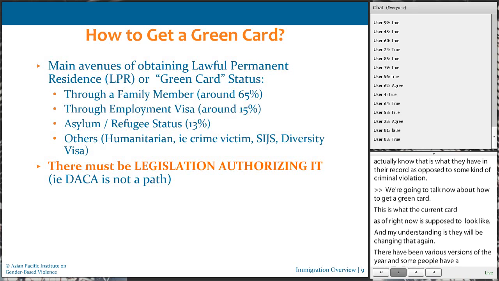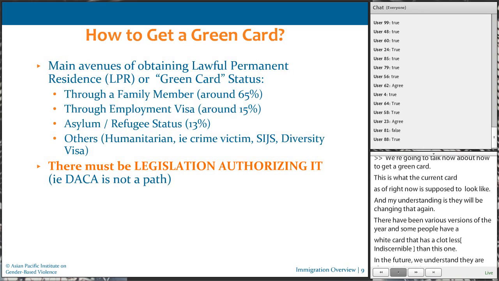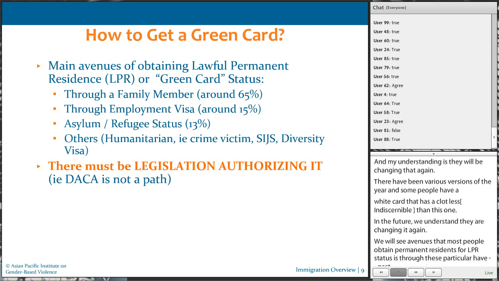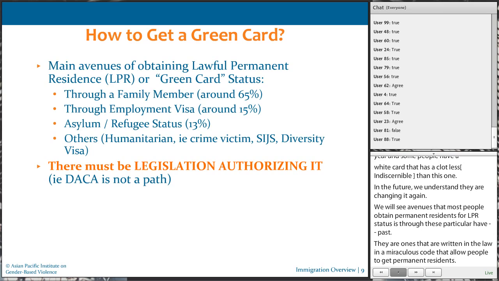So the main avenues that most people obtain permanent residence or LPR status is through these particular paths. And they're the ones that are written in the law in 8 U.S. Code that allow people to get permanent residence. The majority of folks who have a green card or get LPR status in this country are through a family member. That's almost two-thirds of the immigration to this country.